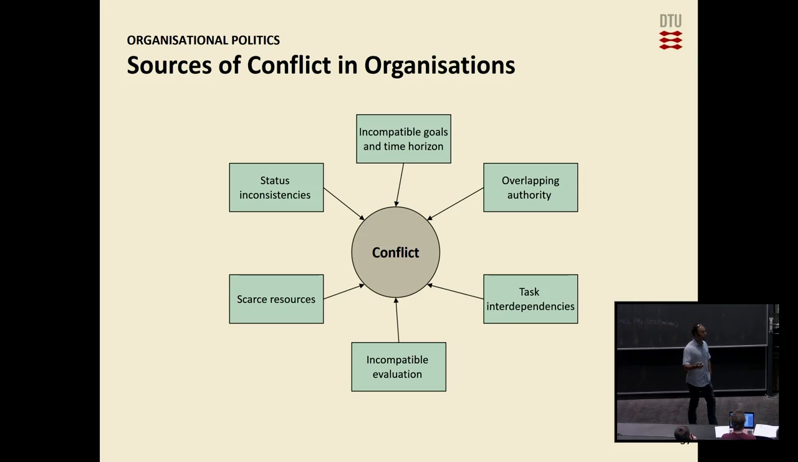There's overlapping authority. If you have an organization which has a line structure and product structure, then suddenly you have people who are subject to overlapping authority. It's difficult to work with.